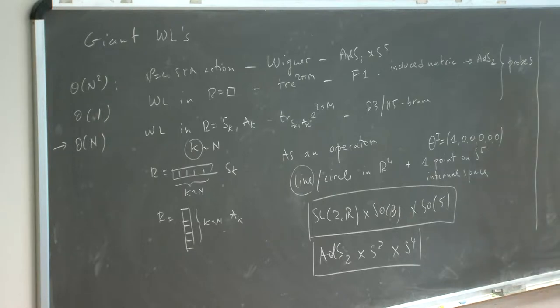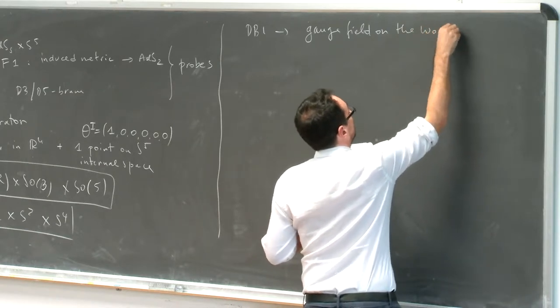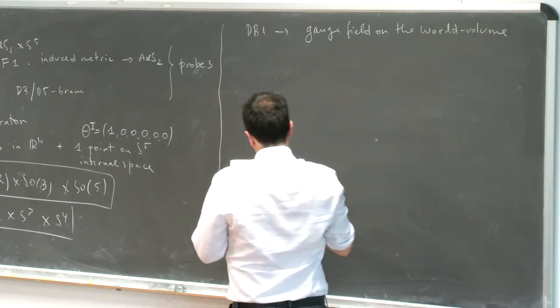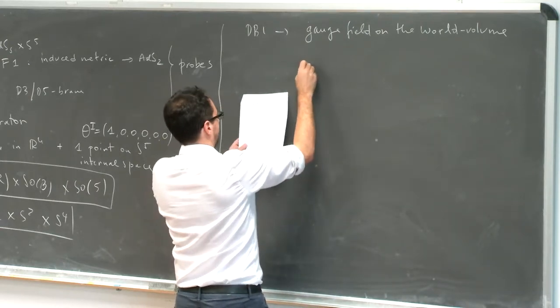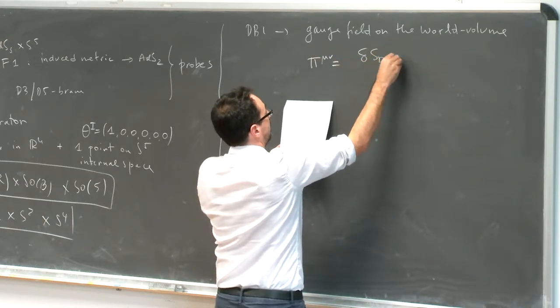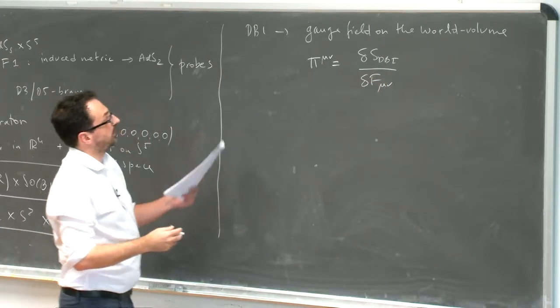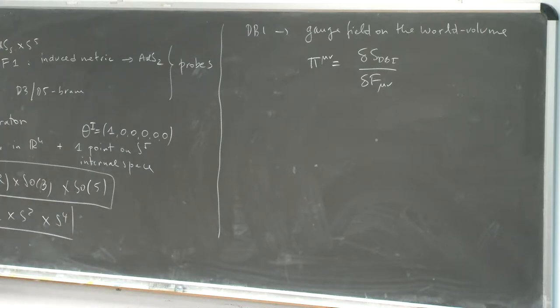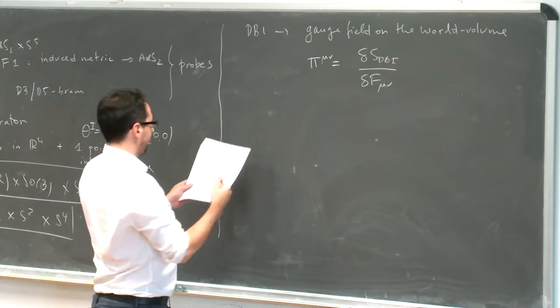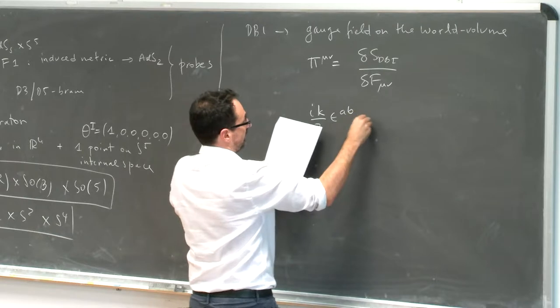Okay, so in the DBI action, there is some gauge field on the volume of the brane. And this gauge field, so I get pi mu nu, which is the conjugate momentum to this gauge field. And if you do the computation, if you compare how the brane couples to the B field and how a string couples to the B field, you discover that the condition is this one.